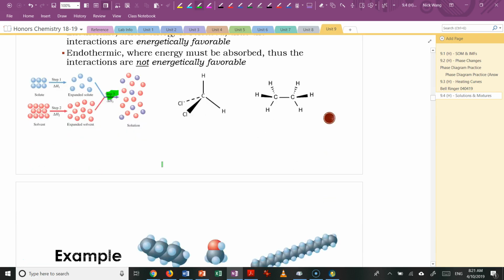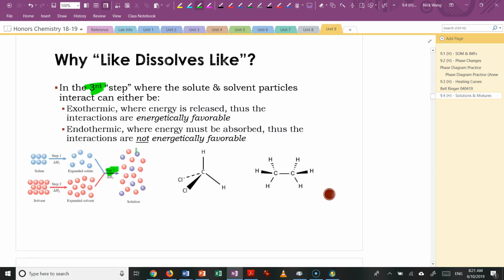What happens as these particles start to interact with each other? So let's use this color instead. If you have these interactions from here to here, here to here, and so on and so forth, the solute and solvent particles, are those interactions going to be energetically favorable? Are those interactions going to be a positive interaction, something that's going to be good? Or on the other hand, is the interaction going to end up being not so favorable? And how does that work out?